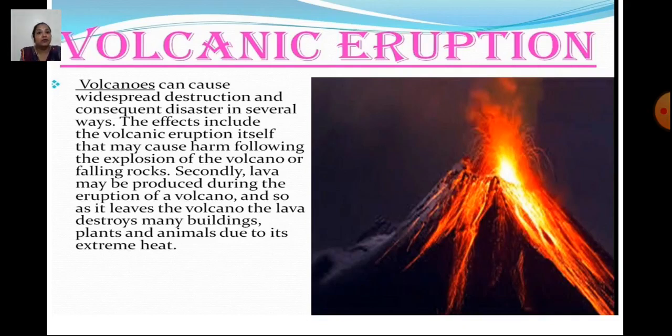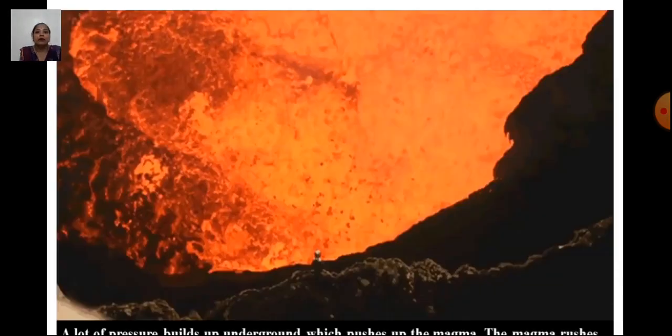Now children, you know that deep inside the earth, the rocks are found in the molten form. The molten form of rocks is called magma. And when the same magma comes out of the earth's crust through a vent or crack, it is called lava. The lava itself is extremely hot, so it burns or destroys things that come in contact with it, like animals, like plants, etc. A lot of pressure is built inside the earth, and due to that pressure the magma is pushed upward towards the surface of the earth, which then comes out of the earth's crust through a vent or a crack.